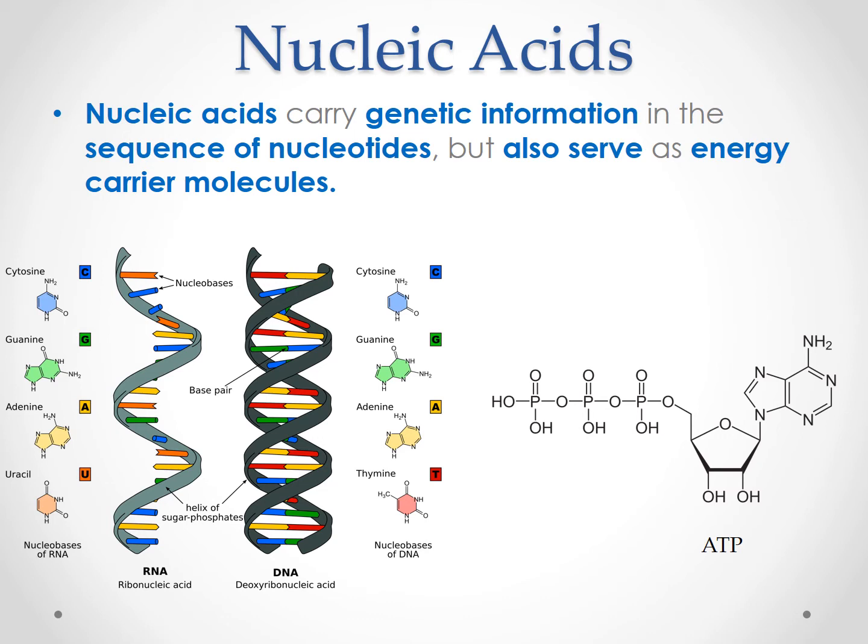We're going to talk a lot about ATP when we talk about cellular respiration and photosynthesis. And so ATP is really important in making sure that your cell can function. Another common energy currency is GTP, so guanosine triphosphate. So nucleic acids not only carry our genetic information, but they also are these energy carrier molecules.